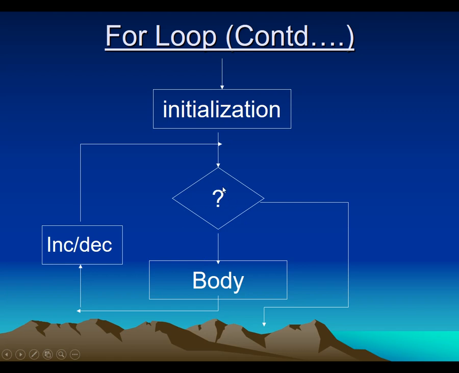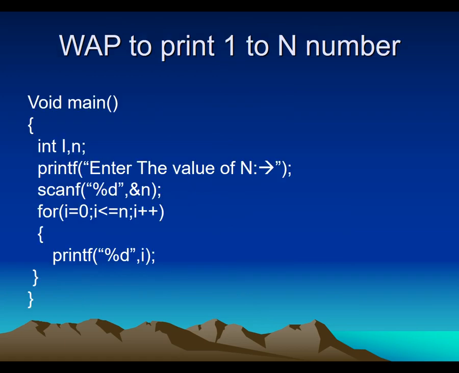But once the condition is false, that program terminates by itself and goes out of the body of the statement. So in this way we can include the for loop control structure into the flowchart. Now we need to write one simple program which demonstrates the use of for loop.